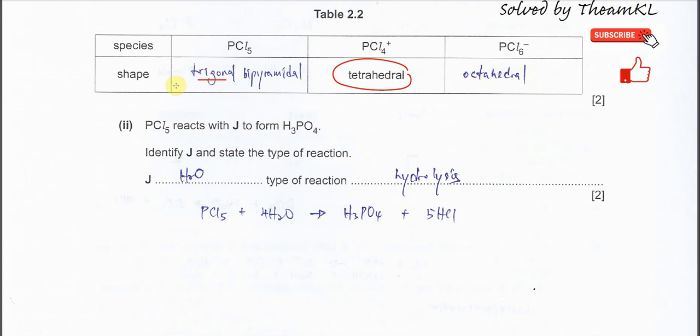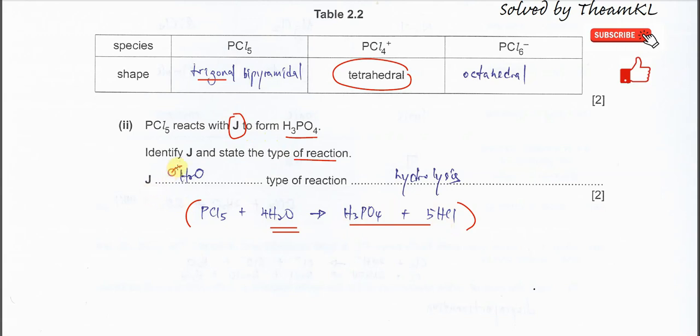Part 2. PCl5 reacts with J to form H3PO4. Identify what is J and state the type of reaction. This one you have to recall what you learned in inorganic chemistry or the periodicity. PCl5 with water will form these 2 acids. So it will form H3PO4 and HCl. Meaning J must be water, H2O.